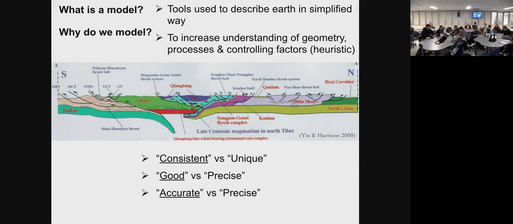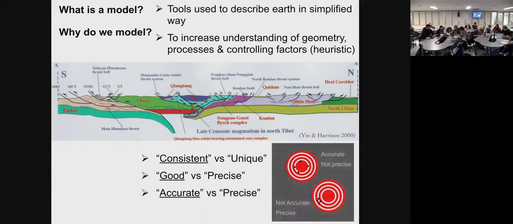A good model is not necessarily unique. So a good model or a good hypothesis is not the unique solution. It doesn't have to be. A good model doesn't have to be precise either. And as a reminder of what the difference is between accuracy and precision here, we have two targets, and I'm sure Dan Gibson, when he talks to you about geochronology later on in this term, will come back to these distinctions.